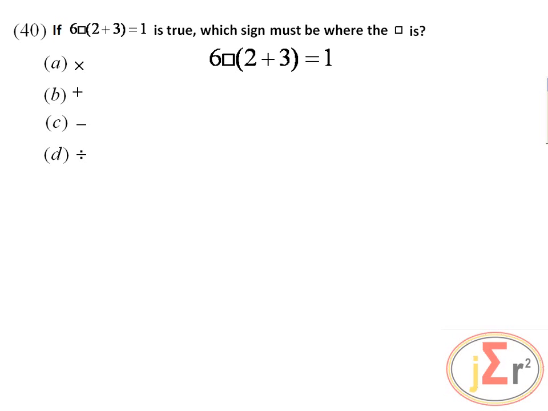What can be made simpler, Jerry? What is there that can be made simpler? 2 plus 3. Right, the 2 plus 3. And the 2 plus 3, what's that equal to? 5. Right. So we may make that simpler.